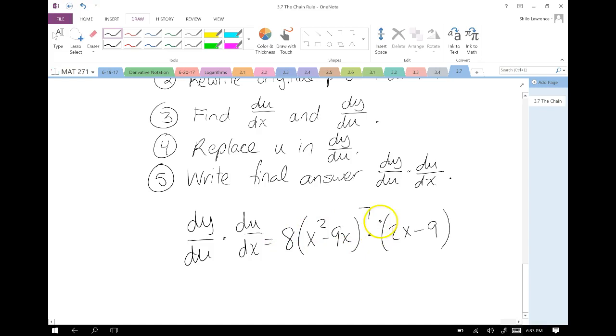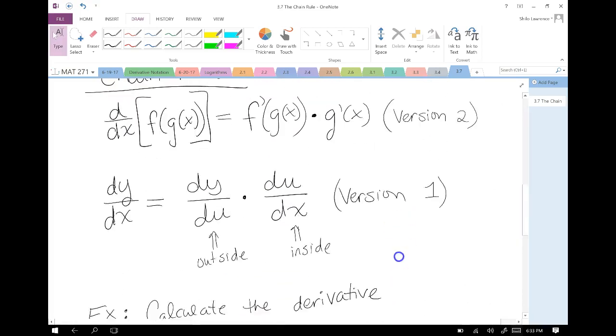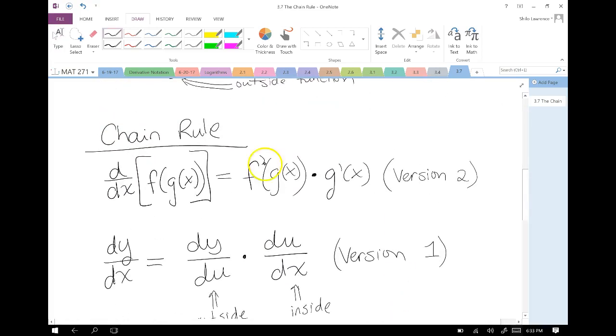That took care of the derivative of our 8th power, but it left the inside alone, and then it multiplied by the derivative of the inside. So if you look back at version 2, it followed the same exact rules. I think version 2 is a little bit more straightforward. It's just the derivative of the outside piece times the derivative of the inside piece.